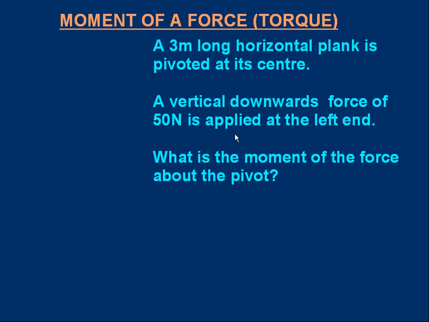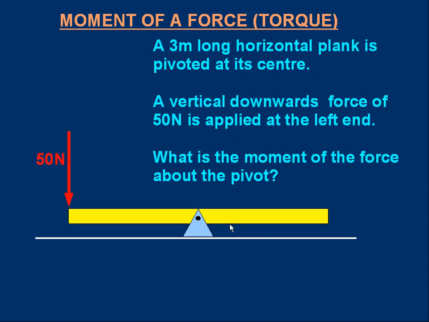Well, I hope you've drawn a suitable diagram. Maybe something like this. It doesn't matter what type of pivot you have, it could be anything, but you should have a plank with a pivot in the middle. We should have a 50 Newton force at the left end, and we should really include the distances. So it's a 3 meter long plank and the pivot's at the middle, so it's 1.5 meters on either side.